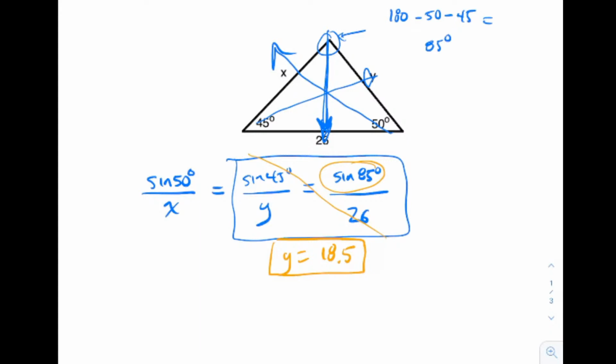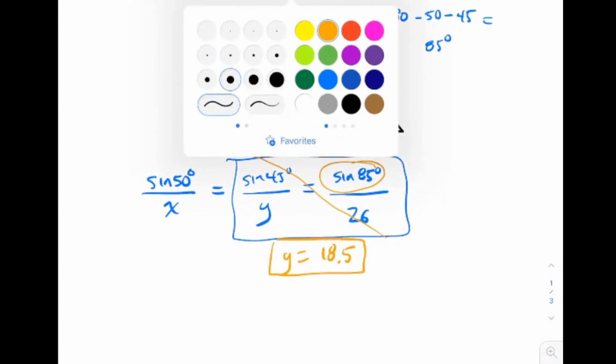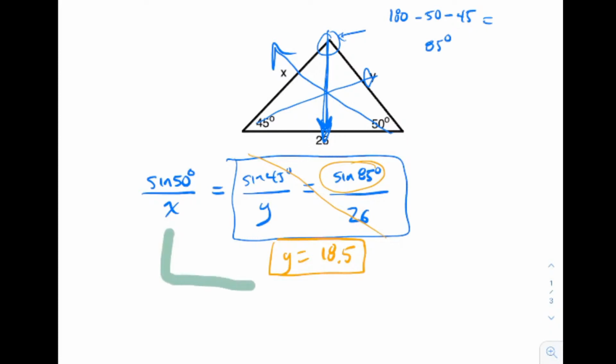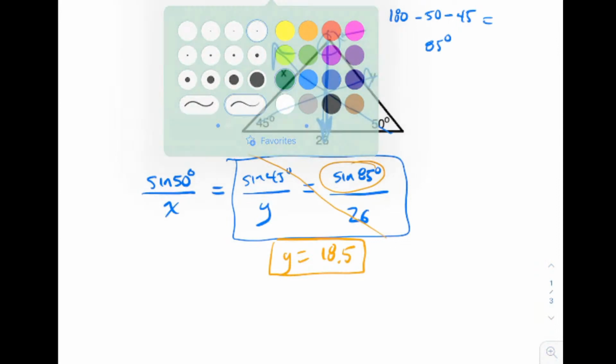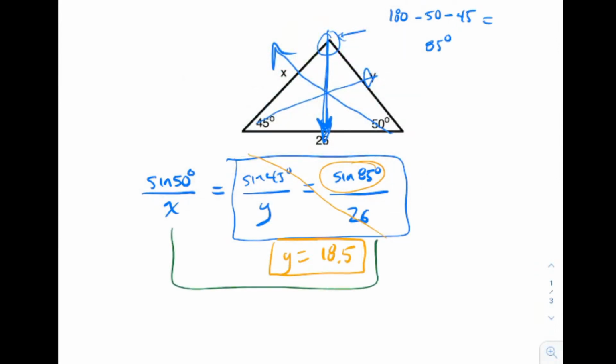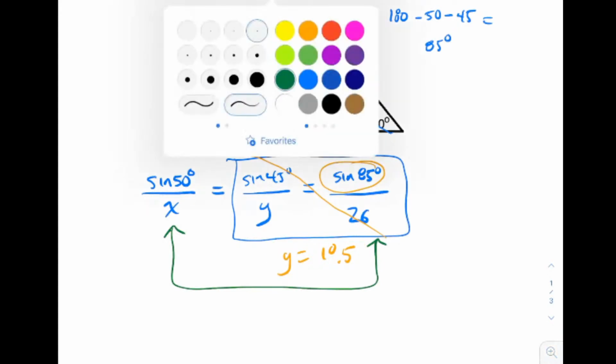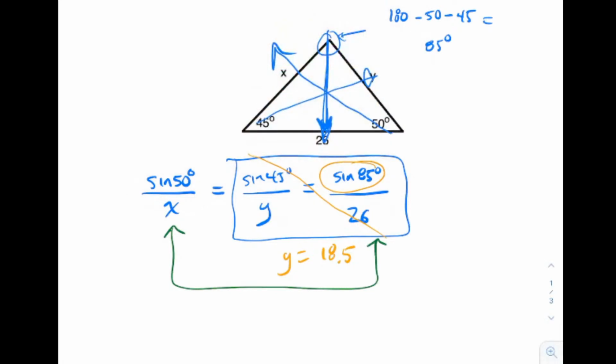And then we can solve for the x similarly. Now, my preference is to use these two things. I don't want to use the 18.5 in further calculations because the 18.5 is probably just a little bit off. And you don't want to have things be a little bit off if you don't need to. So you use the information that they gave you. They gave us a 26. And we know the 85 is perfect if the 45 and the 50 are perfect. So I'm going to use that instead.